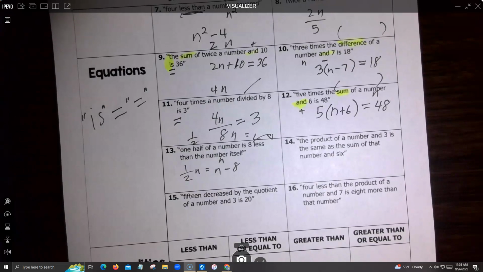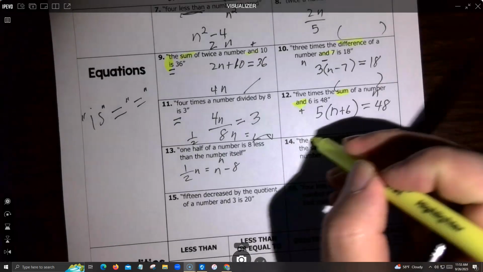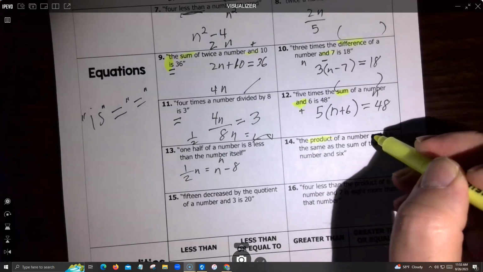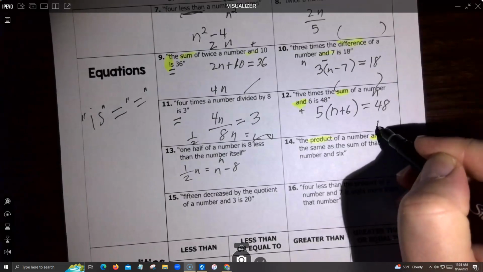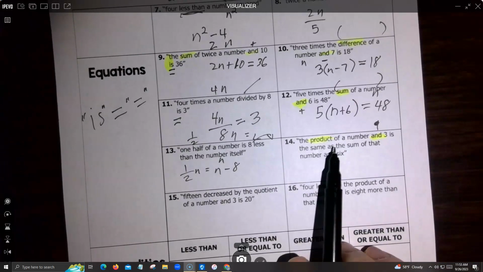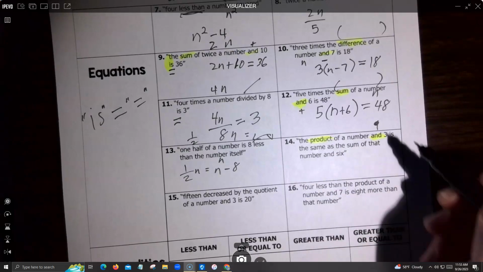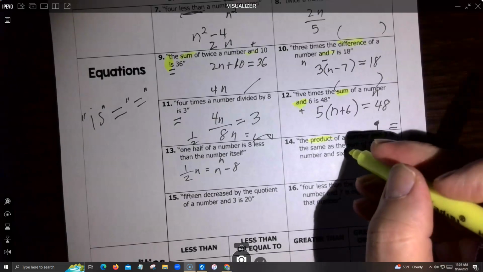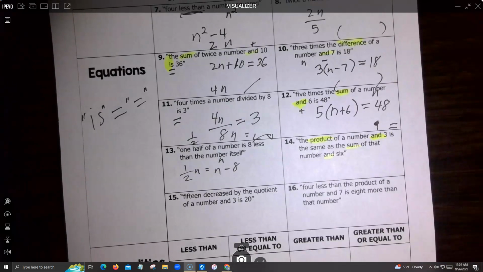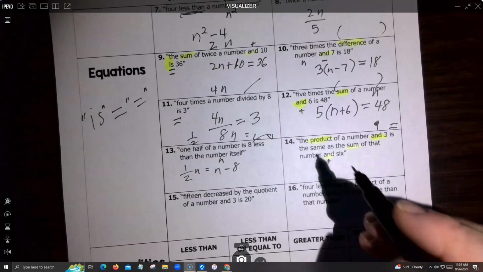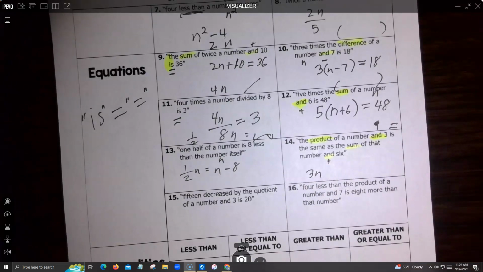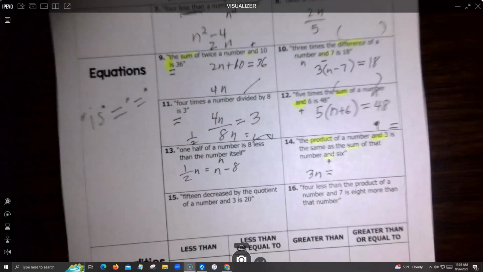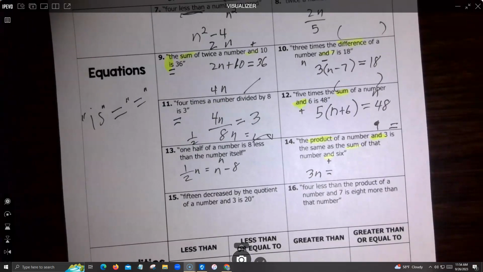Okay, the product of a number and 3. All right, so let's tackle that first. The product of a number and 3. So that's a times symbol. The product of a number and 3 is the same as, so there's my equal sign, the sum of that number and 6. So I got 2 of these. So I got a sum, and then this one is a plus sign, because I said sum. All right, so the product of a number and 3 is the same as, so that's an equal sign, a sum of that number and 6. Looks like that.